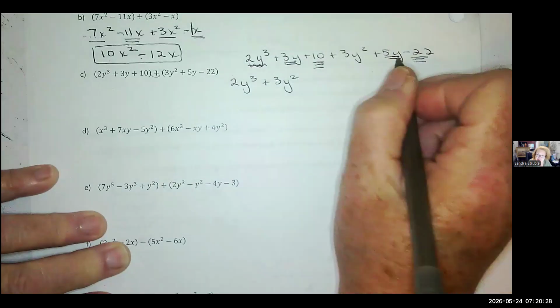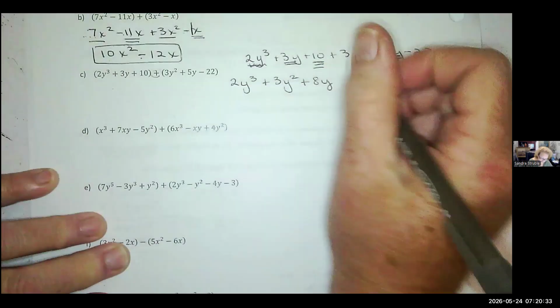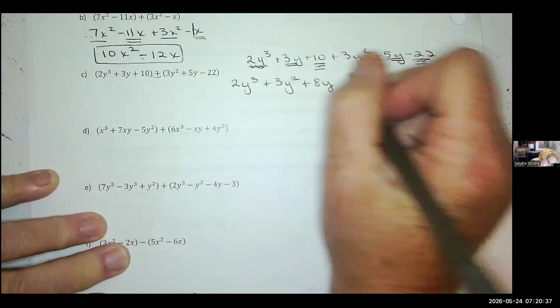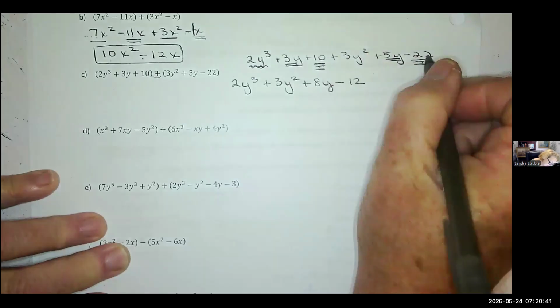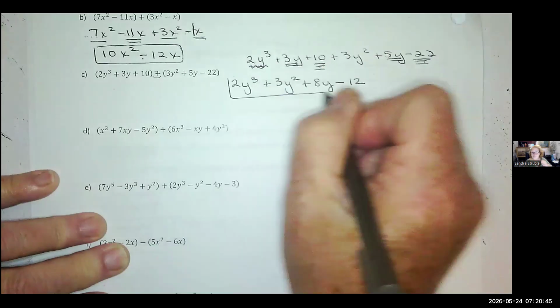Signs are the same. You add and keep the sign. And then 10 minus 22 is negative 12. You subtract and take the sign of the largest. 22 minus 10 is 12. Sign of the largest is negative. This would be a polynomial with a degree of 3.